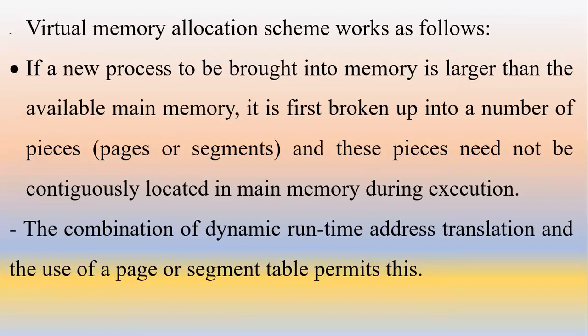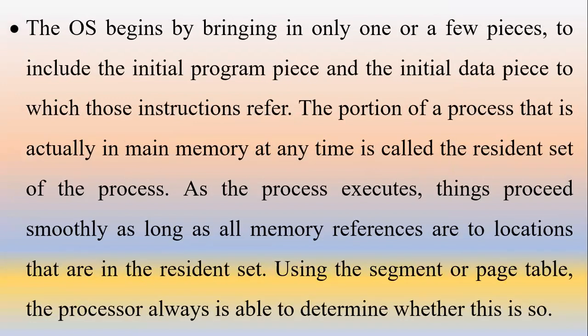The virtual address allocation scheme works as follows. If a new process to be brought into memory is larger than the available main memory, it is first broken up into a number of pieces that we call pages or segments, and these pieces need not be contiguously located in main memory during execution. The combination of dynamic runtime address translation and the use of a page or a segment table permits this.